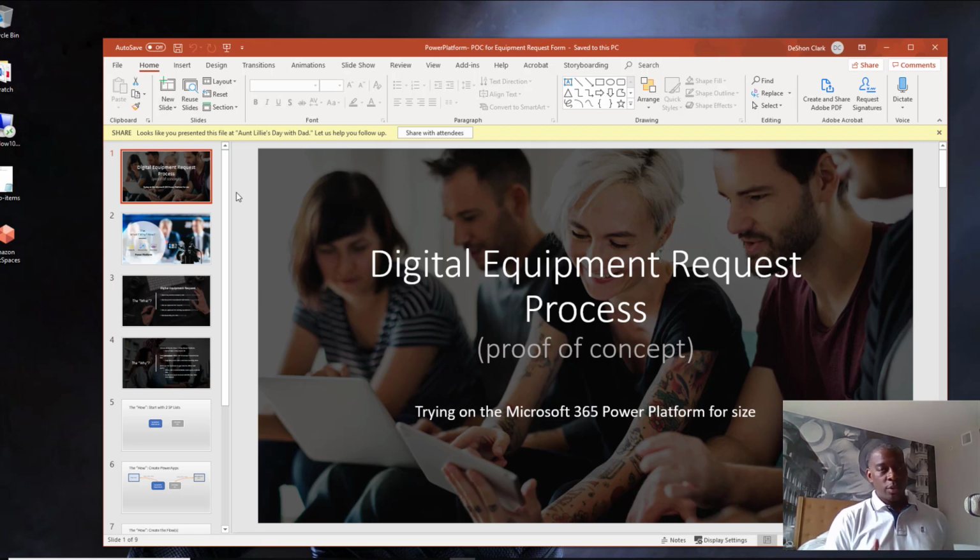Obviously, you can use any one of those tools or platforms individually to solve these issues, but Microsoft have a good reason why they package those together, because from a business perspective, you kind of need all three to get a holistic solution to solve a common business problem. So one of the problems we're going to toy with is a digital equipment request process.